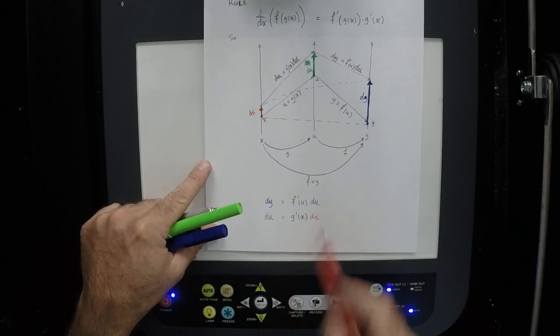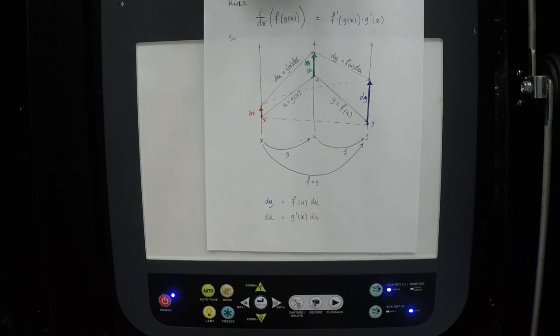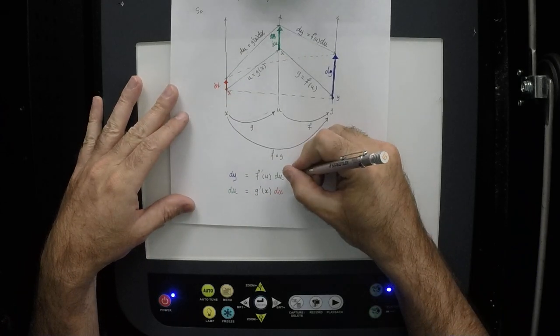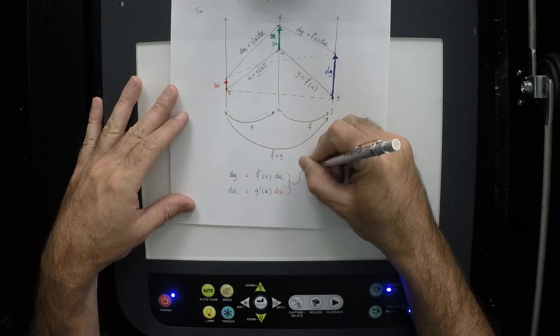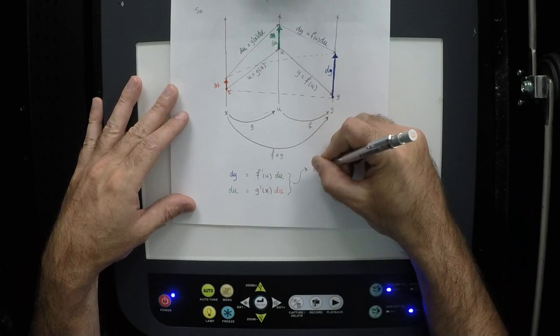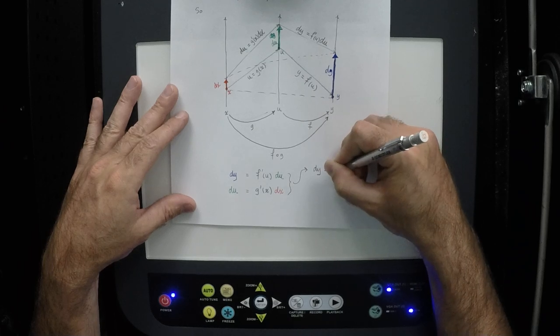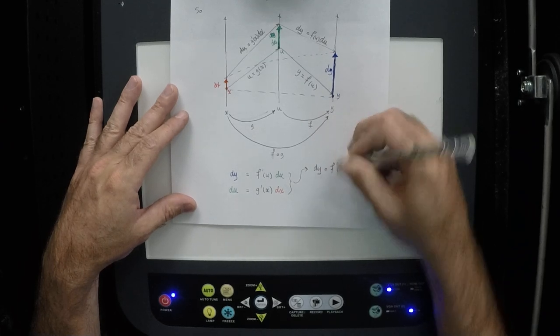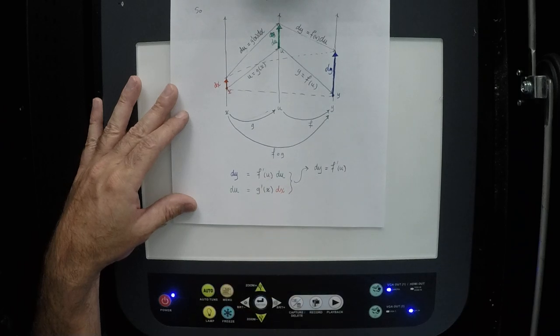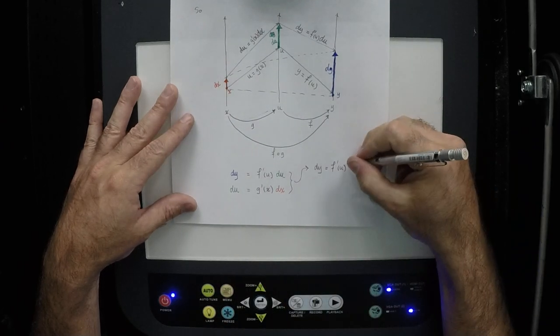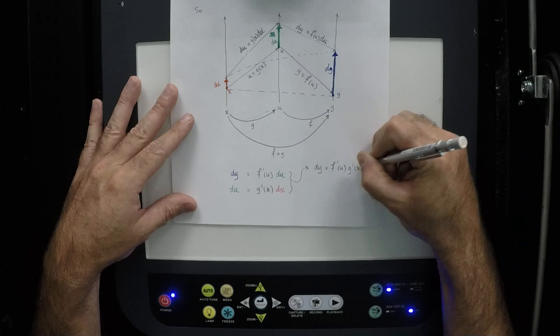Now look, the green thing appears in both equations. Is it possible to eliminate the green by substituting one into the other? Yeah. Let's do it. And let's make the equation only depend on red and blue, on dy and dx. Combining these, we get that dy is f prime evaluated at u. So that's that part. And then what do I write for the green? G prime of x dx.